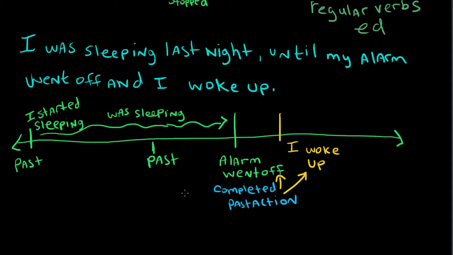So these complete past actions have interrupted my continuous past action. So as you can see, there was a past action and then it was interrupted by a past simple action. We use the past continuous when we want to talk about actions that continued in the past for a long time and that were not completed at a particular point in the past.